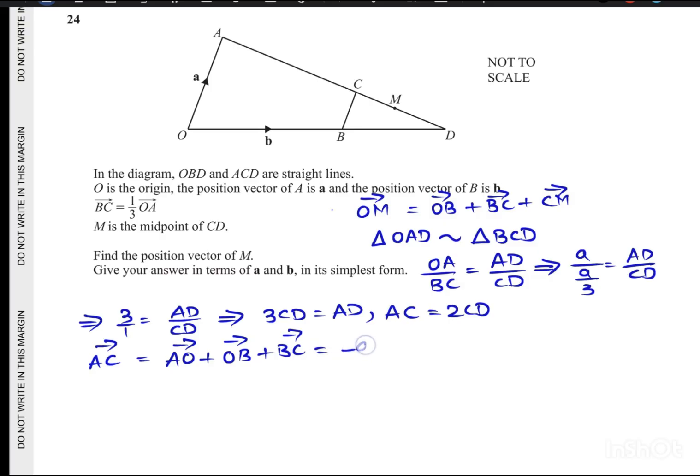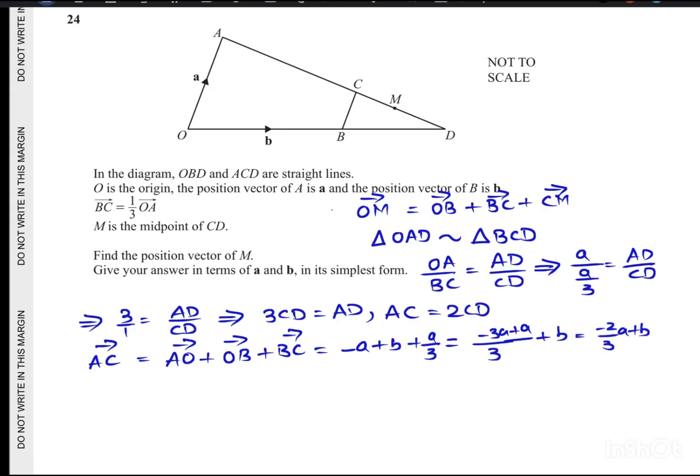So minus A plus B plus A by 3. So this will be equal to A and A. If I take the LCM as 3, it will be minus 3A plus A plus B. So that will be minus 2 by 3A plus B. This is AC we got.